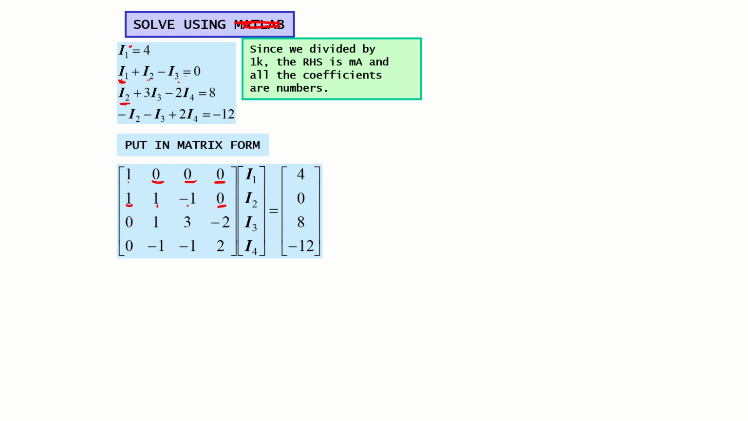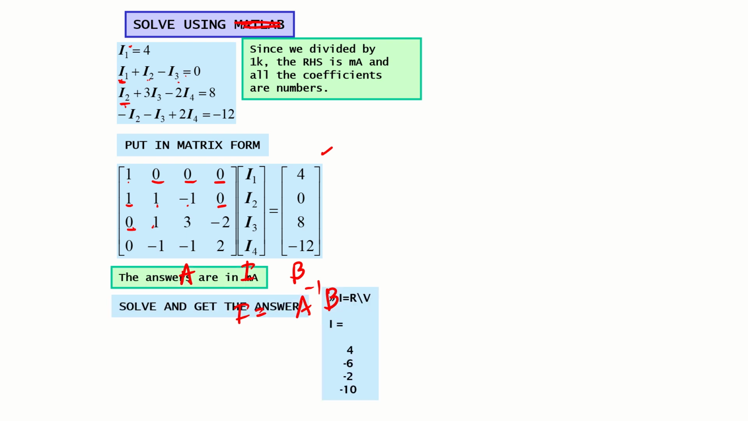For this case, there is no I1, so 0. I2 is 1, 3, and minus 2. And the constants will come to the other side. So basically, we can say that this is A and this is B. And we want to find the matrix of I. So I will basically be equal to what? A inverse of B. So take its inverse, multiply with B, and if you solve that, that will give us the value of currents also.